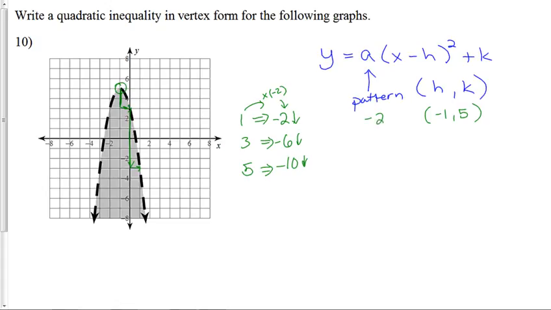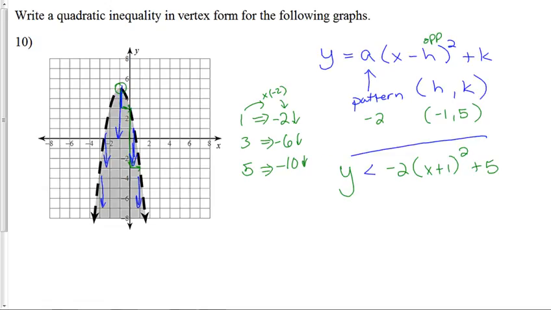So let's start writing our inequality here. Plugging in a, and the opposite of h, so it's plus 1, and the same as k, that's positive 5 then. And now we need to figure out where does it get shaded. So notice if I draw arrows inside the shaded region, that is below every point. Therefore, it's got to be less than. And since it's dashed, it's not equal to, it's just less than.